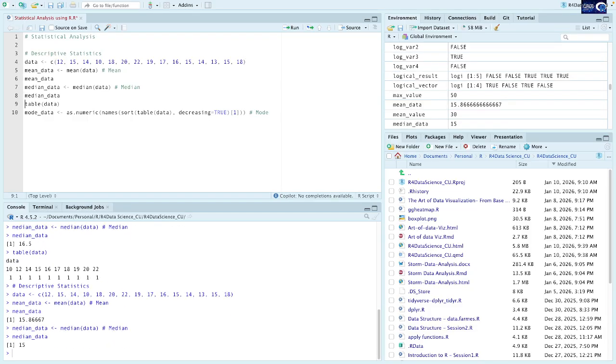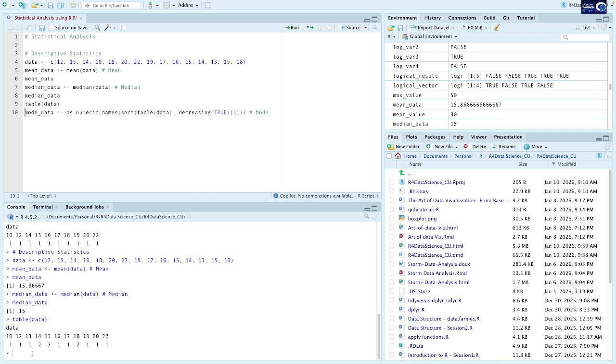So mean will be changing, median will be changing, and now a few of the variables are repeating. This is the method we follow for mode in a one-line method. Otherwise we can write a function and calculate the mode.